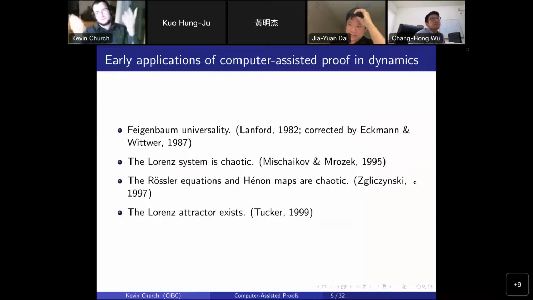But jokes aside, let's talk about some applications of computer-assisted proofs in dynamics. Really early ones, some that you might be familiar with, some maybe that you are not. So going really far back, 1982, Lanford proved the universality of the Feigenbaum constants in discrete time maps. There was a small omission in some sense in the proof, which was corrected in 1982 by Eckmann and Wittwer.